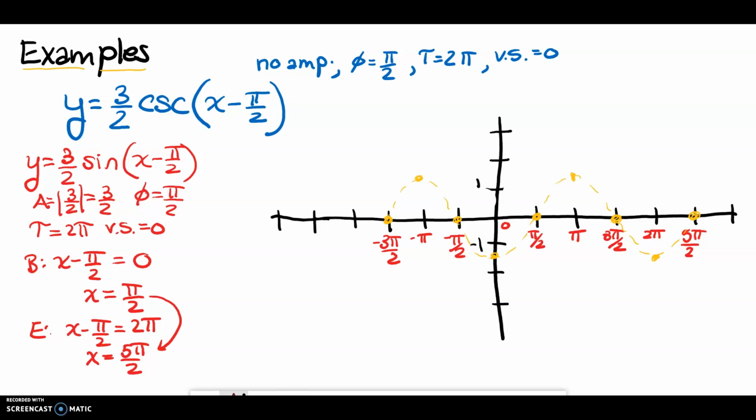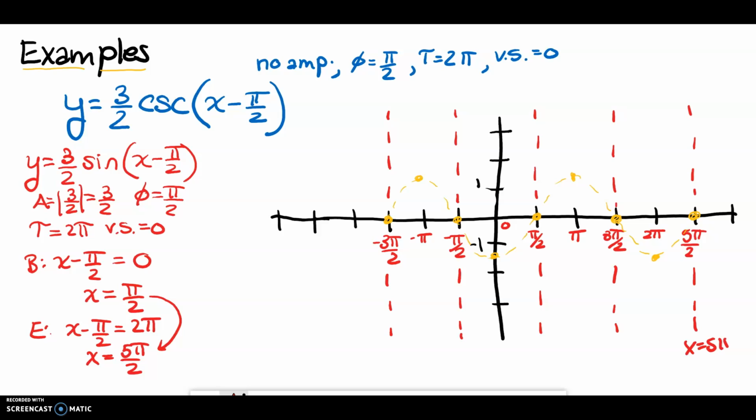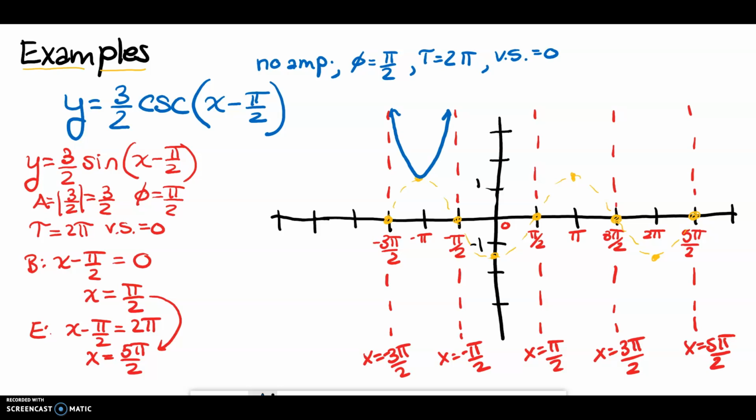The next thing I do is locate where the sine function crosses my vertical shift line, and I'm going to label these lines. These are my asymptotes. All right, so let's label them. Now I'm going to draw in my secant function. If my sine function is above the x-axis or the vertical shift, I make upward parabolas. If it's below my vertical shift, I make downward parabolas, and that's how we're going to graph these.